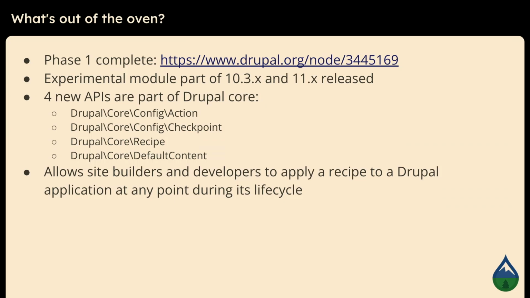There's a checkpoint API. What that basically means is that when we are applying a recipe, Drupal takes a snapshot, let's say, for lack of a better word, and tries to apply the recipe. If, for whatever reason, that application fails, Drupal will roll back to the snapshot, the checkpoint, and it will be as if nothing happened.